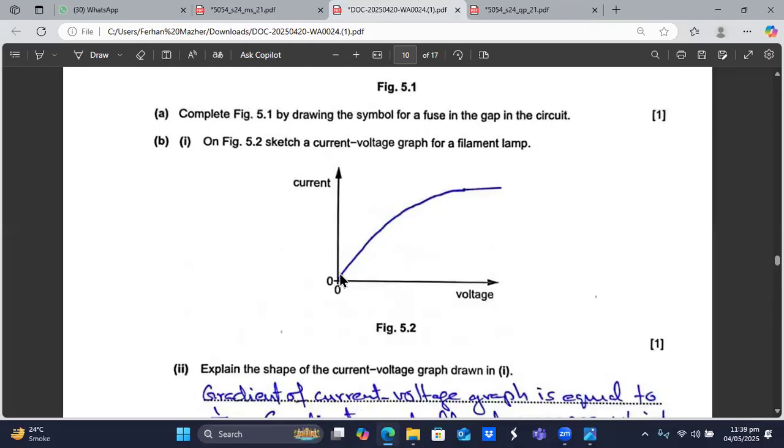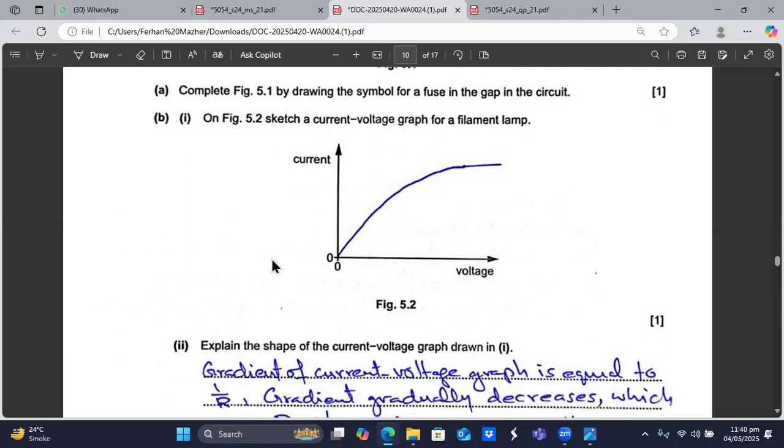I think that the gradient of the current voltage graph is equal to 1 by R, the reciprocal of the resistance. So for this shape, you can see the gradient of this graph is gradually decreasing. As you increase the voltage, the gradient is decreasing. That means the opposite thing is happening with the resistance of the lamp. As you increase the voltage, the resistance of the lamp increases.